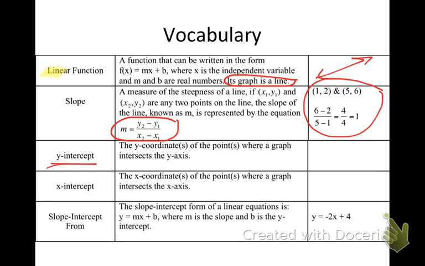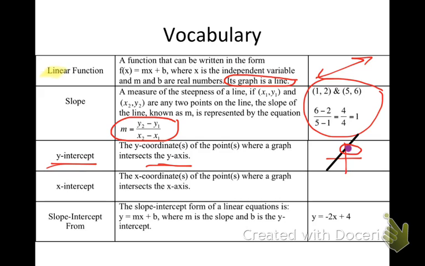Y-intercept. The y-intercept is the y-coordinate of the point where a graph intersects the y-axis. So if I have a coordinate plane over there, my y-intercept is where it intersects the y-axis. So it's something like right there. All right, that's going to be my y-intercept. Again, it's where the line crosses the y-axis. Y-intercept, y-axis.